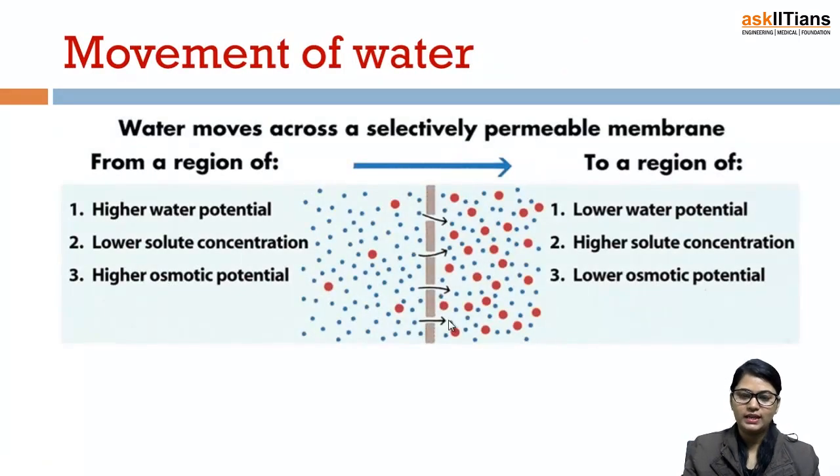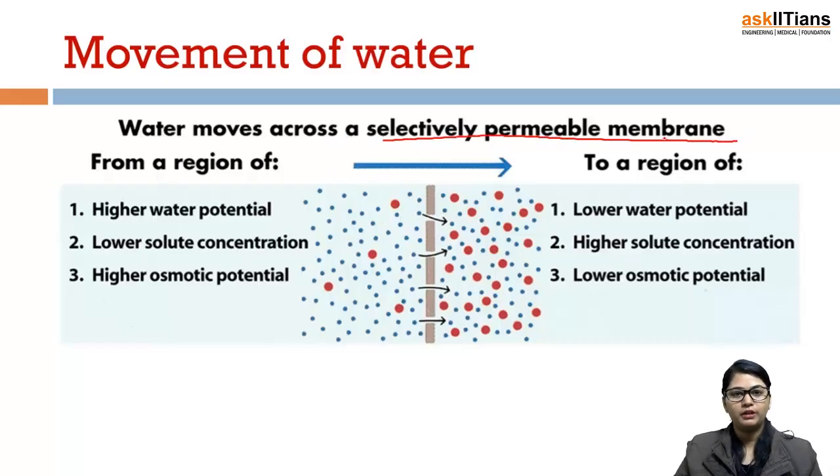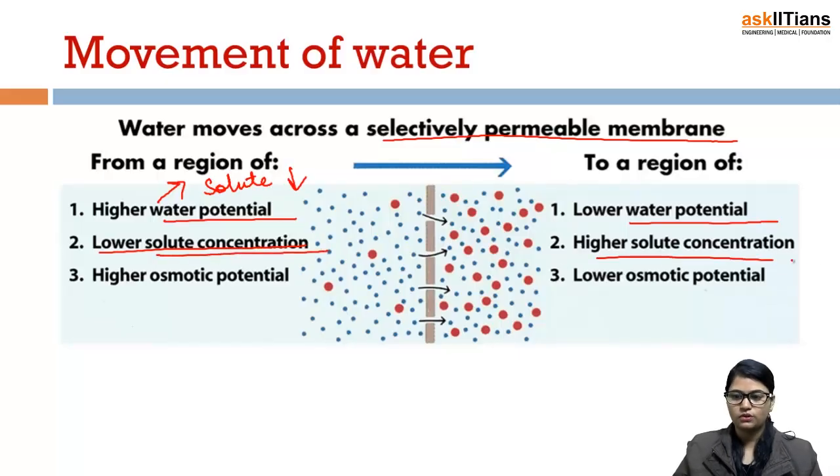Movement of water: you can see in this diagram how water moves across a selectively permeable membrane from a region of higher water potential to a region of lower water potential. From lower solute concentration, because where the water potential is high, solute is less, to higher solute concentration. High osmotic potential to lower osmotic potential. So once again, I have given you 3 ways in which you can be asked the same question.